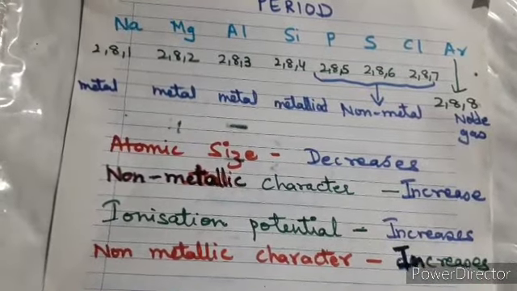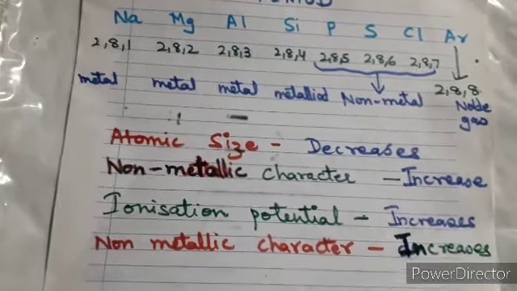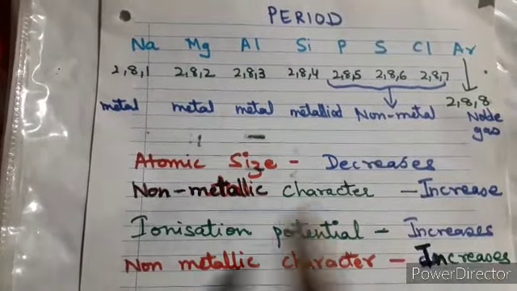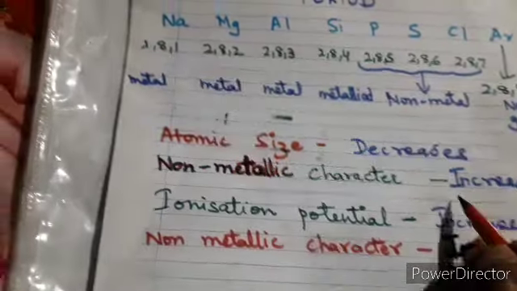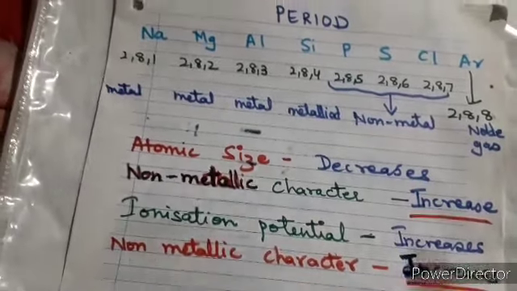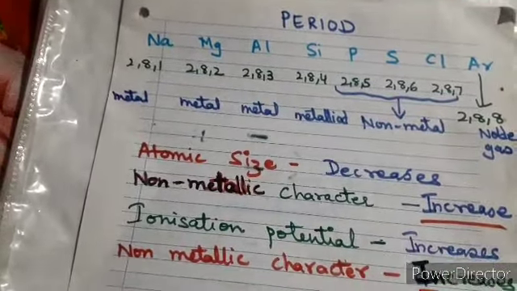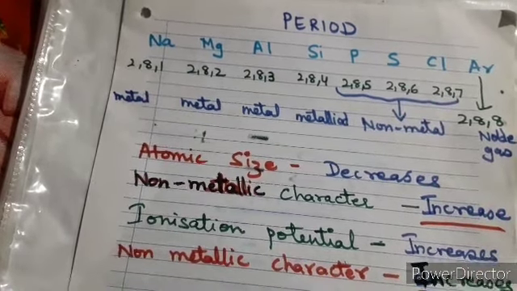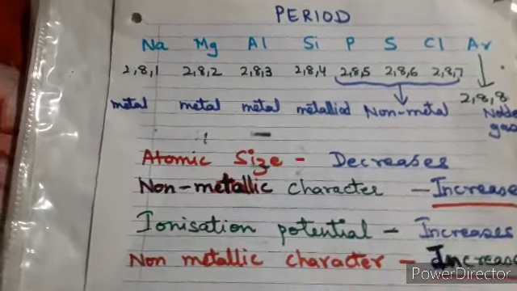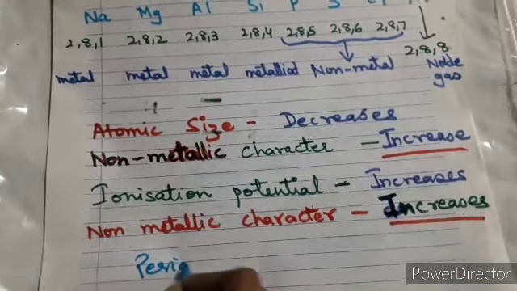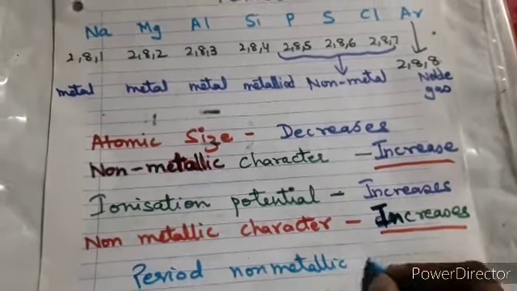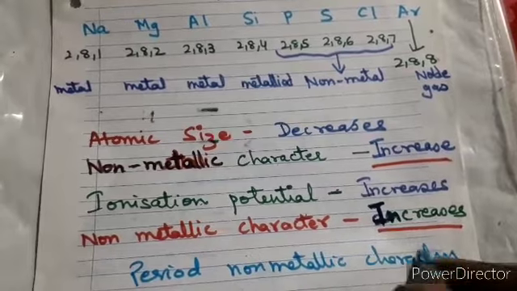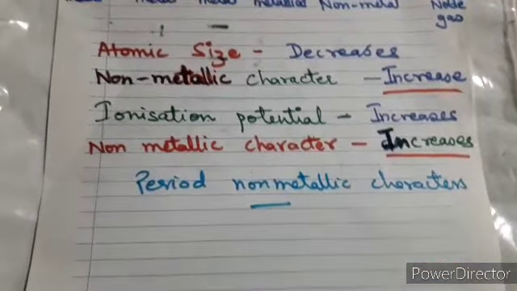So over here you can see that in terms of atomic size as well as in terms of ionization potential, you are getting an increase. Whether you are using atomic size or ionization potential, the non-metallic character is increasing. So overall, in periods, the non-metallic characters increase.